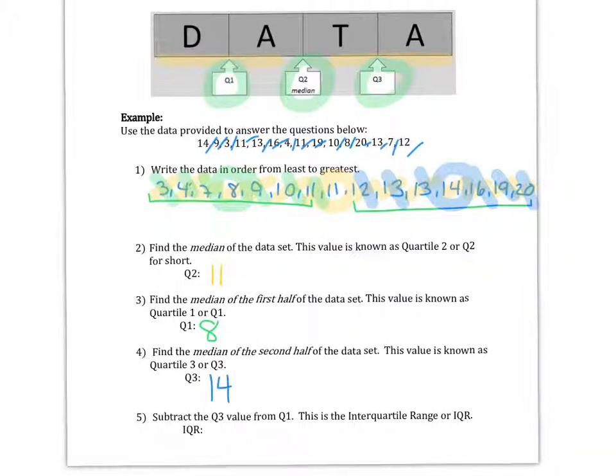set. So essentially you're finding the median 3 times. Median of the whole set of data, the median of the lower half of the data, and then the median a 3rd time with the upper half.